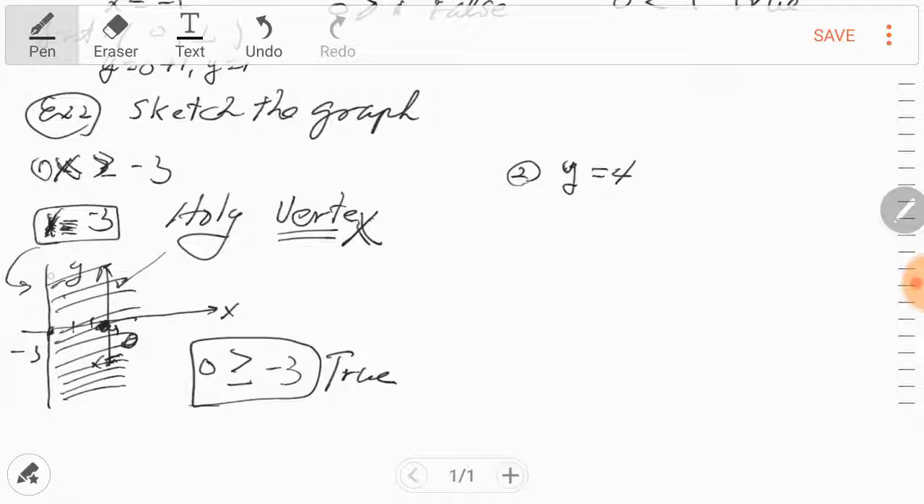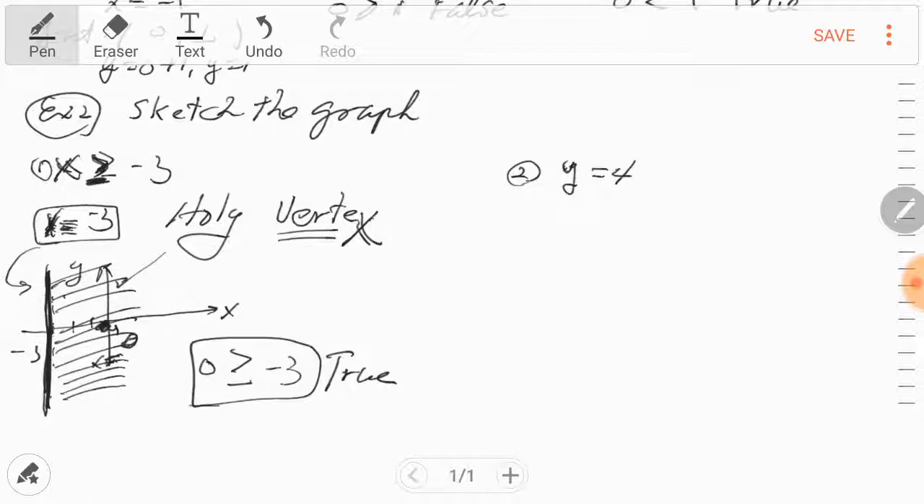Then we draw the line as a solid line. We draw a vertical solid line because there is an equal sign. The equal sign is included in the inequality, so we draw the solid line. A solid line means all the points on the line are also included in the solution.